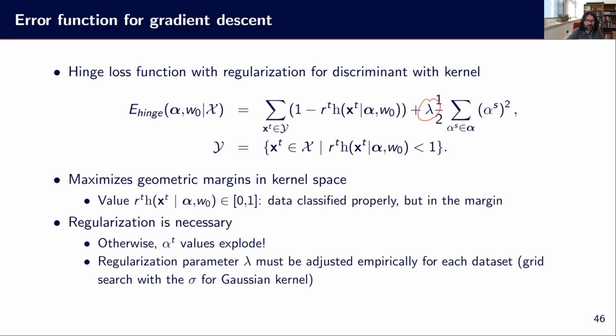We cannot get rid of that. And just to be sure, we are dealing with the kernel formulation. I just forgot to say that our H here is the H that we defined before, according to the alpha t, RT, and kernel applied on XT and X. So basically we are dealing with the kernel formulation of an SVM optimized with gradient descent using the hinge loss.